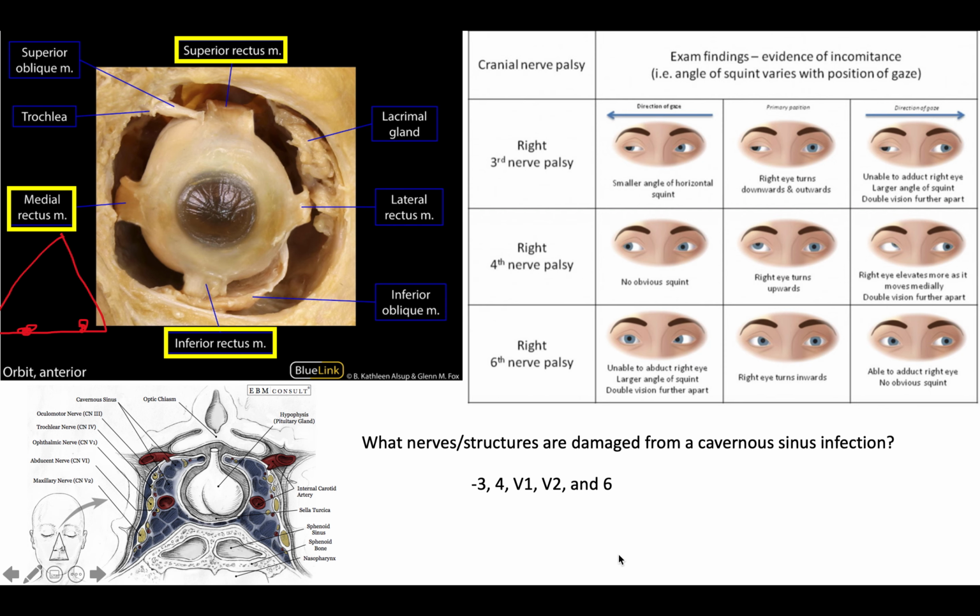And then I just wanted to include this question because I know this is a popular board question: knowing which structures travel through the cavernous sinus, and knowing that cranial nerve 3, 4, V1, V2, and cranial nerve 6 go through the cavernous sinus, in case you ever had an infection.